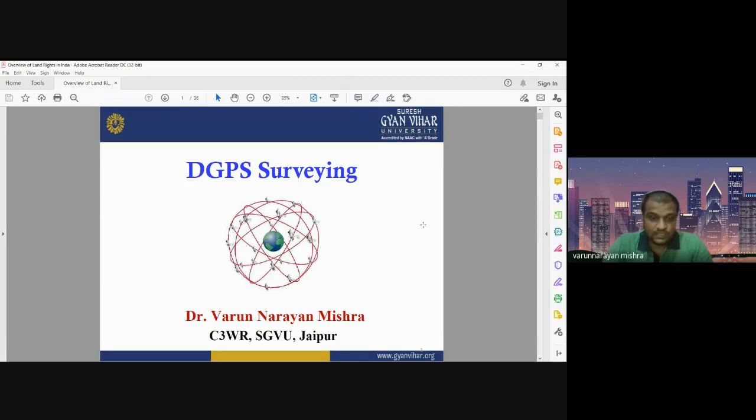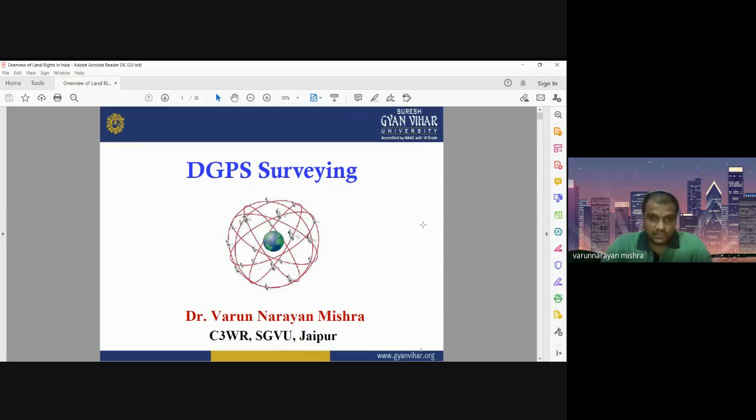As we all know, GPS is an instrument that can be used to provide the exact positioning of any object on the Earth surface, and it provides us the data in the form of latitude, longitude, and elevation. So GPS survey is very important when we are talking about the accuracy of the position, the accuracy of the exact location of any object on the Earth surface.